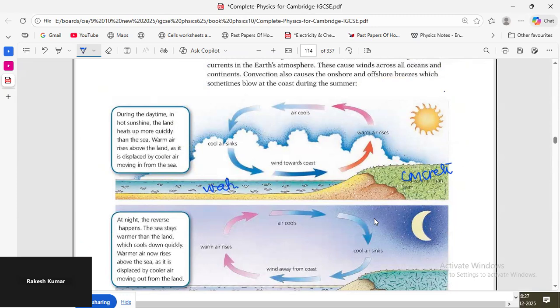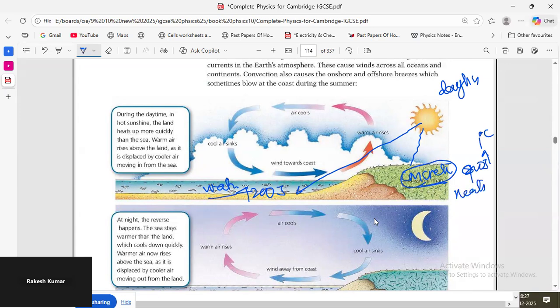The sun is shining in the daytime, giving an equal amount of heat to both of them. The problem with concrete is it just requires 800 joules, or 900, whatever that value was, per degree rise, and water requires 4200. So concrete heats up very quickly compared to water, because water requires 5 times more heat for a 1 degree rise.